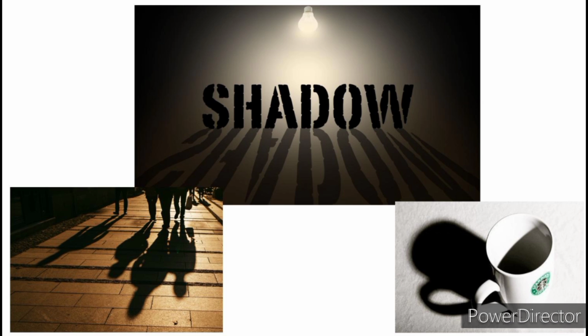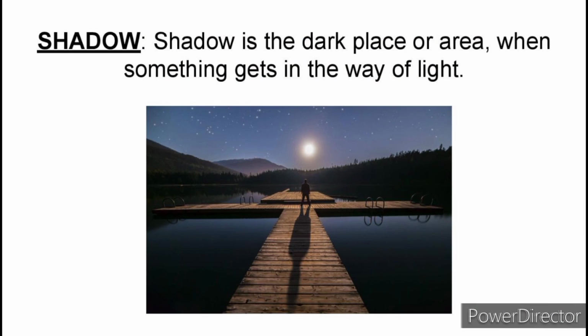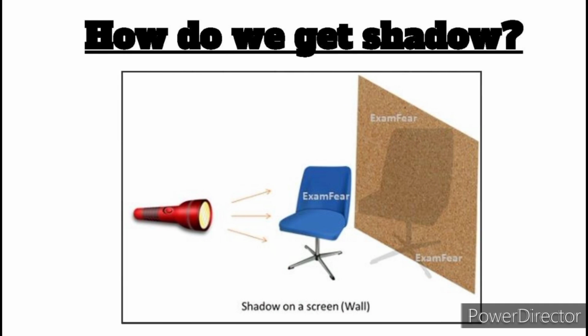So, what is shadow actually? Shadow is a dark place or area when something gets in the way of light. Do you understand this? Children, let's study about this with an example. So, how do we get shadow?